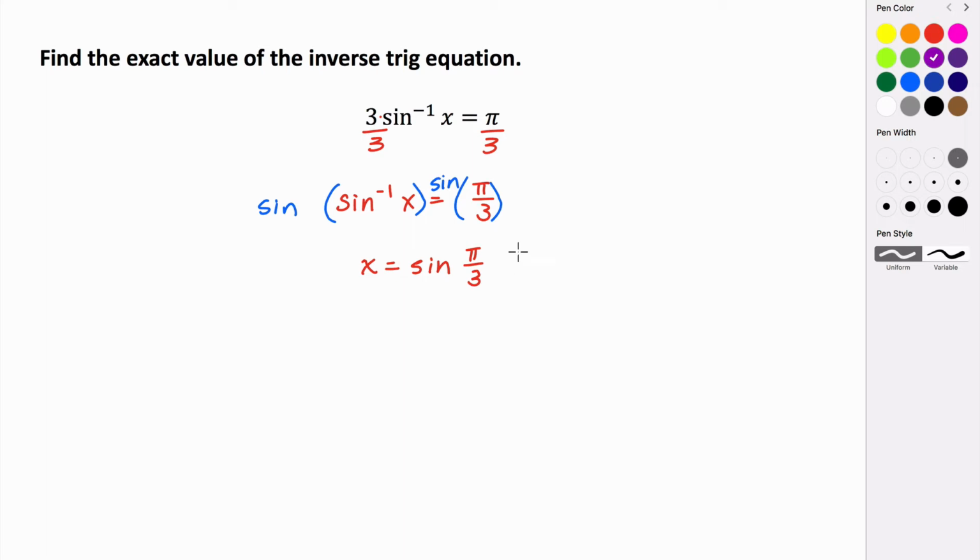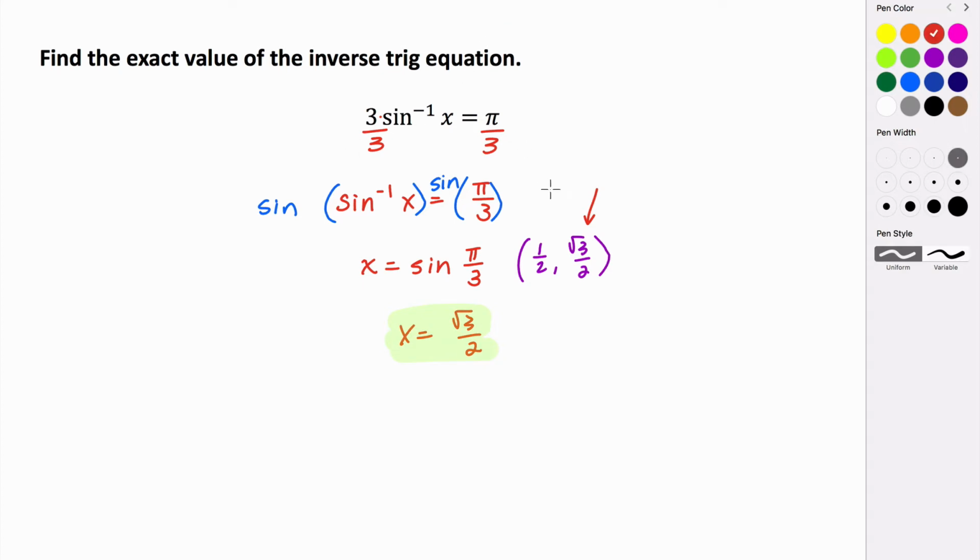If you think about the ordered pair at pi over 3, it's going to be 1/2 and then radical 3 over 2. And again, we're talking about the sine here, so it's the y-coordinate. So x is equal to the square root of 3 over 2. That is going to be the solution to this equation.